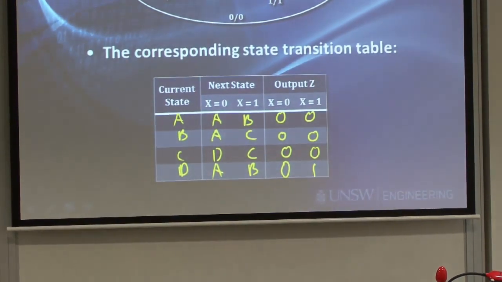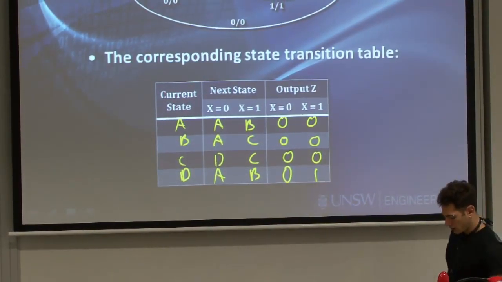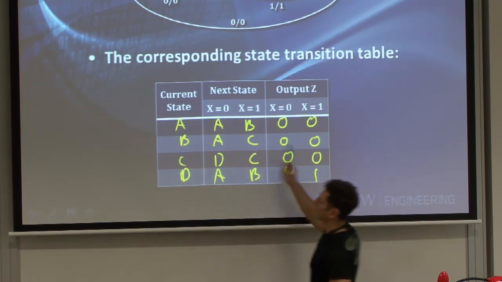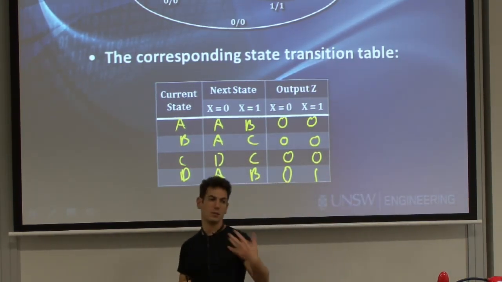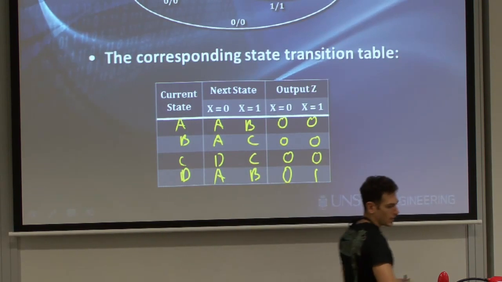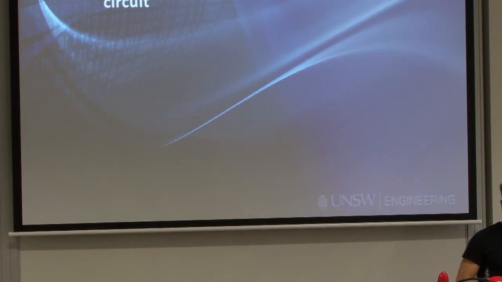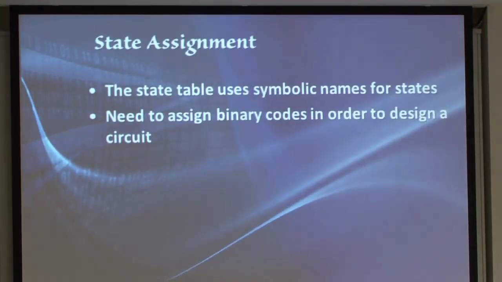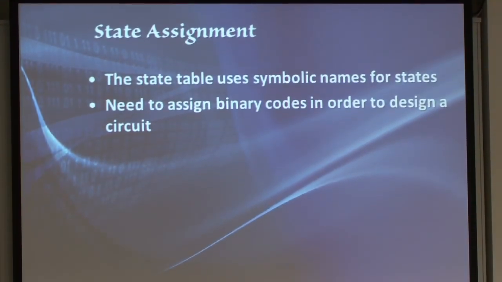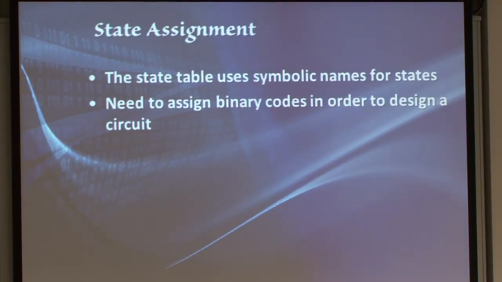Now, the next step that will bring us closer to actually implementing a circuit is to take these states that we gave some generic alphabet names and convert them into something we can work with in binary. And this is what's called a state assignment. Now, the question is, is there only one way to assign binary coding to our states? Is there more than one way? Then how many ways? Or are there infinitely many ways to do it?